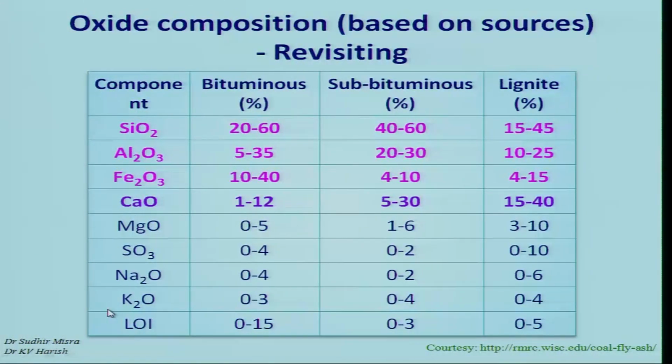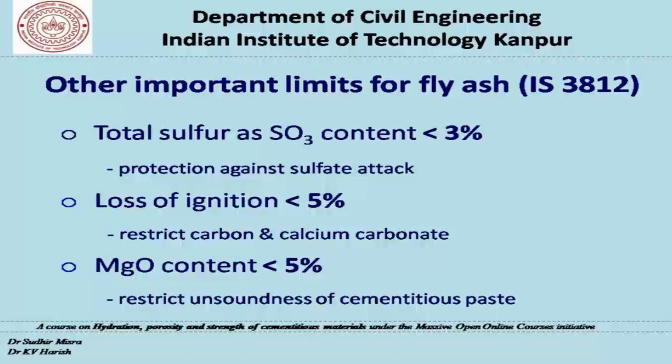Partly we have already seen this under cement. So, we will again revisit that. The other important limits that are specified for fly ash in IS 3812 are total sulfur that is present as sulfur trioxide content, and that has to be lower than 3%. The primary reason is that if it is greater than 3%, then it will tend to trigger sulfate attack.